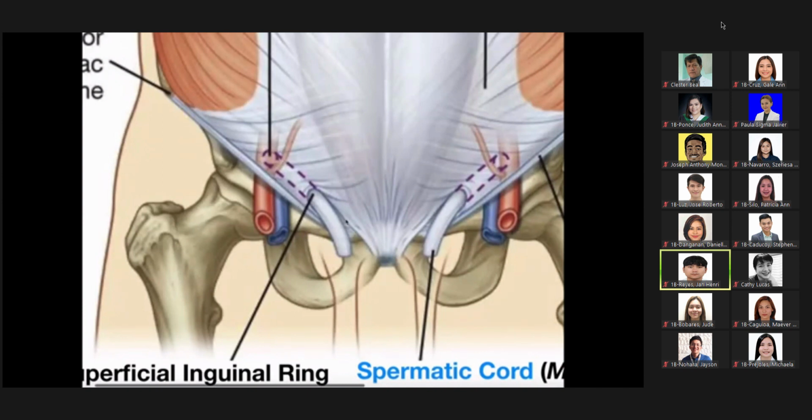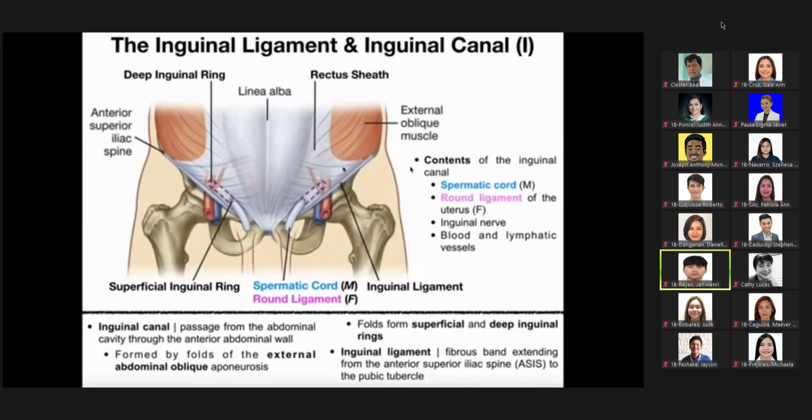And so in this triangle, which is Hesselbach's triangle, this would be where the tissue is the weakest just by default. It's not by anyone's fault by moving a certain way. It's just weaker here. This would be where you'd be most susceptible to tearing that tissue. And that would be what's referred to as an inguinal hernia.